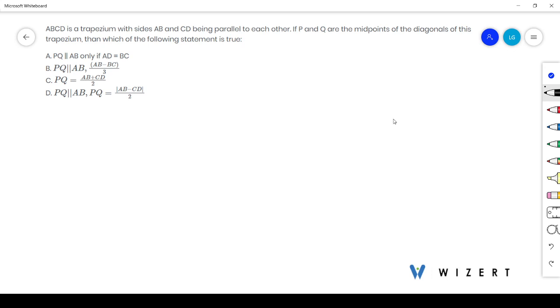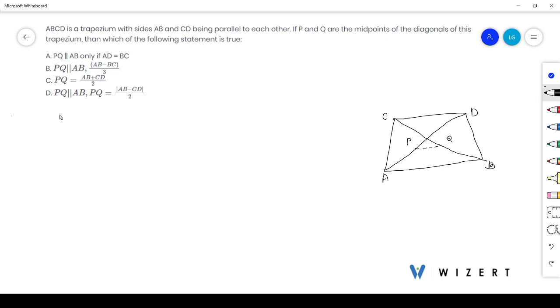Here, you can draw the trapezium ABCD with AB parallel to CD. Then here P and Q are the midpoints of the diagonals. Suppose P is the midpoint of the diagonal AD and Q is the midpoint of the diagonal CB. Join them in this picture.